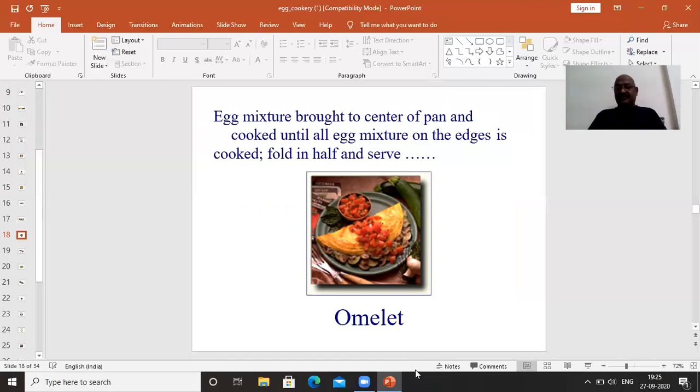Whatever stuffing you give in the omelette, that omelette is called by that name. If you say cheese omelette, cheese will be stuffed. Vegetable omelette, vegetable can be stuffed. And mushroom omelette, mushroom can be stuffed. So the basic preparation will be the same, and adding additional ingredients makes varieties and variations. And in India, we have only masala omelette.